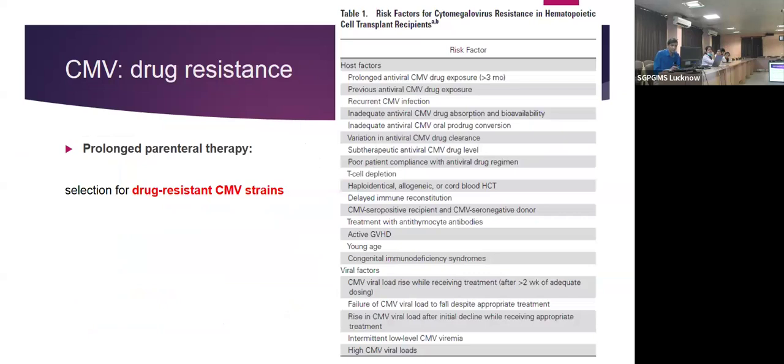Drug resistance: the top 3 most common reasons for drug resistance are prolonged CMV treatment, previous antiviral CMV drug exposure, or recurrence. These are the commonest causes of resistance generation. And another thing, if initially the viral load is very high, then it is also possible that resistant strains appear after some time of the treatment.